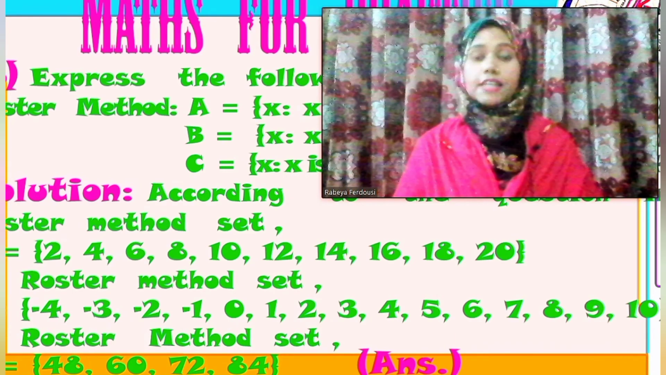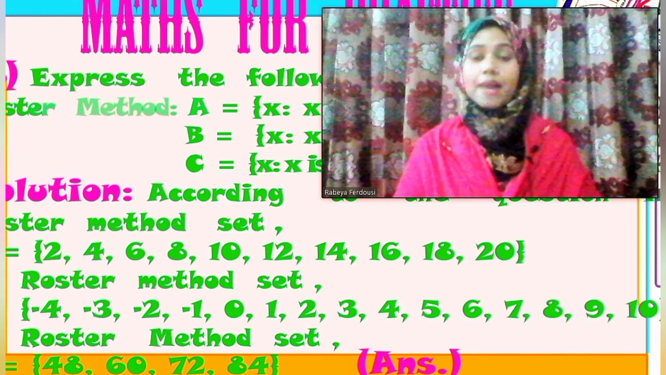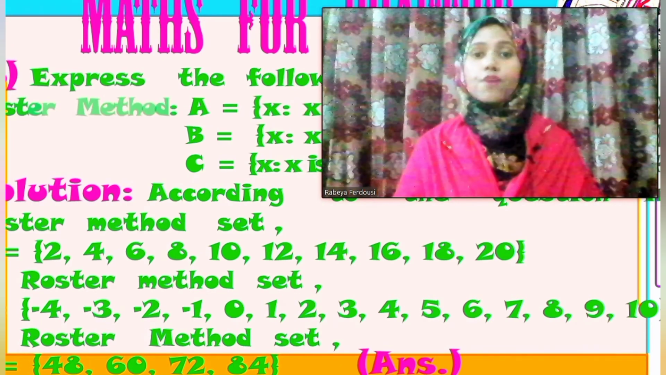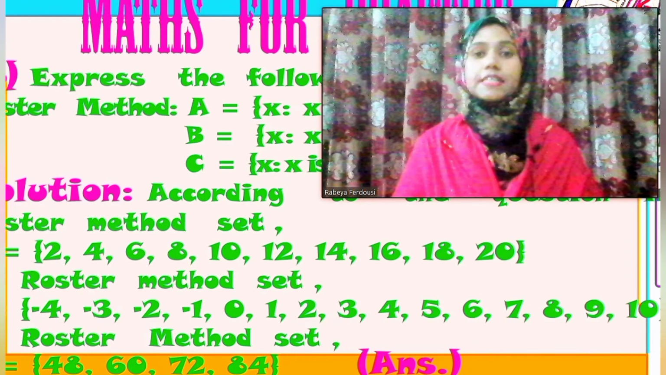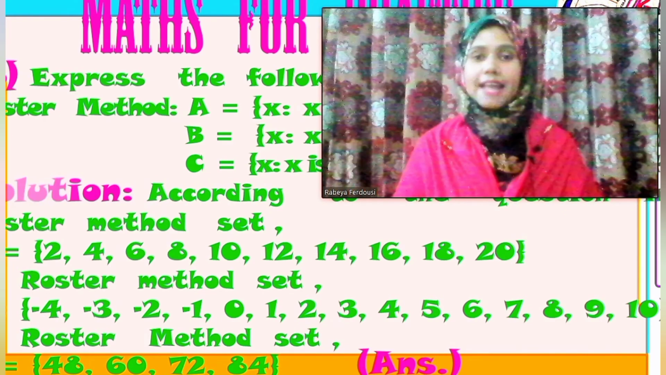According to this condition, the elements of set B will be minus 4, minus 3, minus 2, minus 1, 0, 1, 2, 3, 4, 5, 6, 7, 8, 9, 10. Because by multiplying minus 4 with 2, we will get the number minus 8 which is greater than minus 10 and less than 20. Again, by multiplying 0 with 2, we will get the number 0 which is again greater than minus 10 but less than 20.